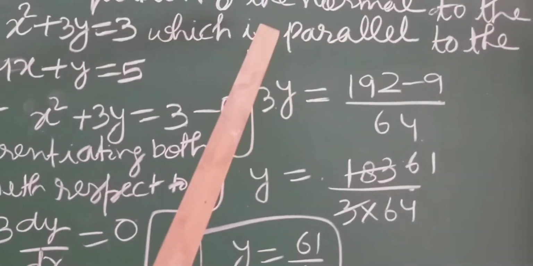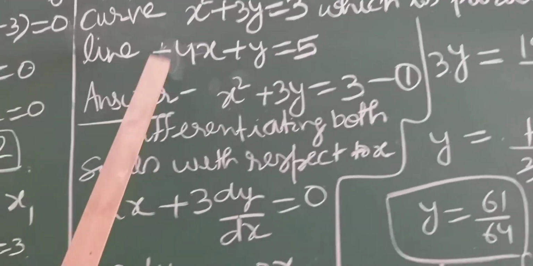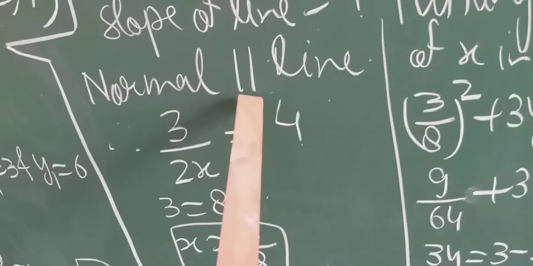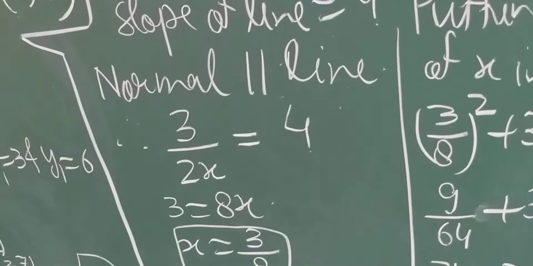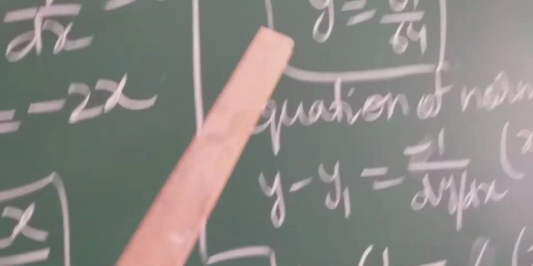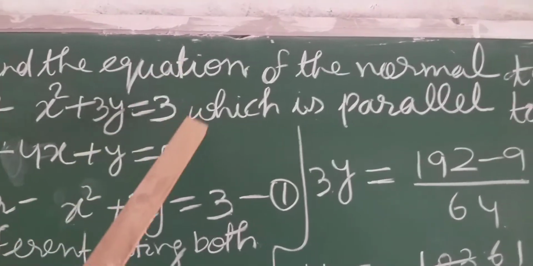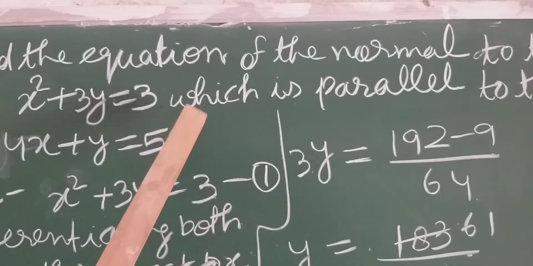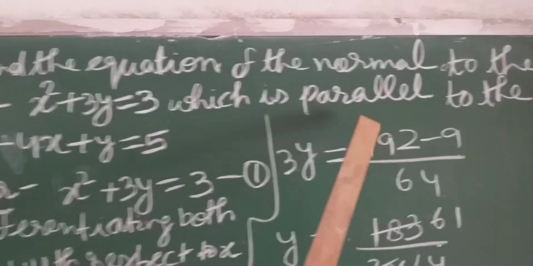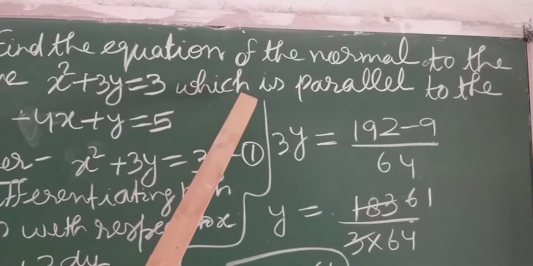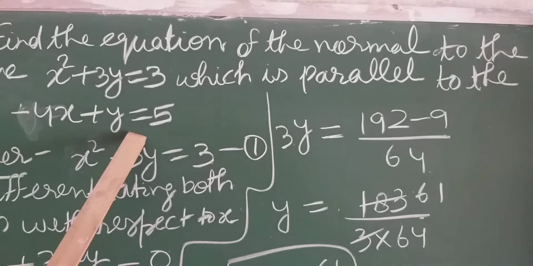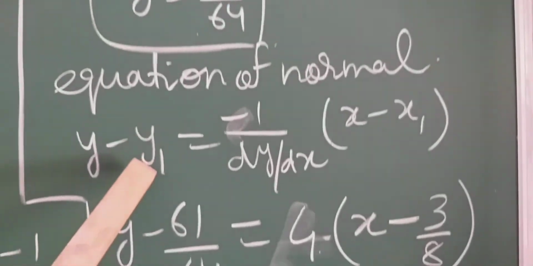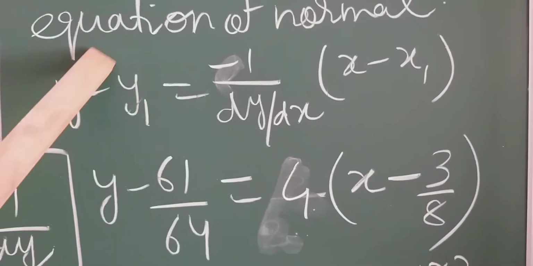The condition given is that normal is parallel to the line. So find the slope of line. After that, apply the condition: normal is parallel to the line, so both slopes should be equal. Then you will get the point. So when the question is there, student, first of all you have to check whether the point is given or not. If the point is not given, then some condition should be given so that we can easily get the point to find out tangent or normal. Because in the equation of tangent and normal, we need x1, y1.